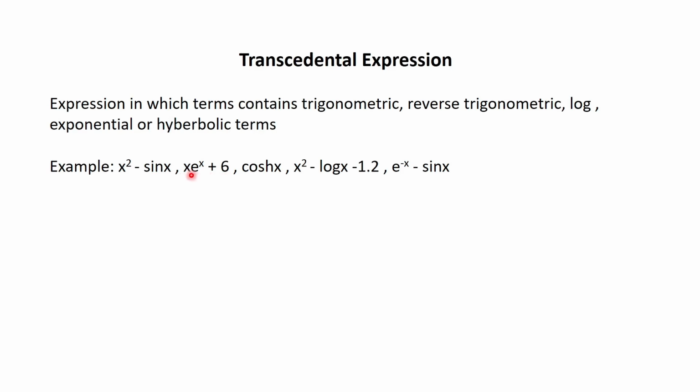Likewise, in this expression, we have the term x e to the power x. This e to the power x is an exponential term, so this complete expression is also a transcendental expression. Likewise, we have the hyperbolic term cos hx, or we can have sin hx. So this is also a transcendental expression. Here we have log x. Here we again have the trigonometric term and the exponential term. So all these expressions are examples of transcendental expression.